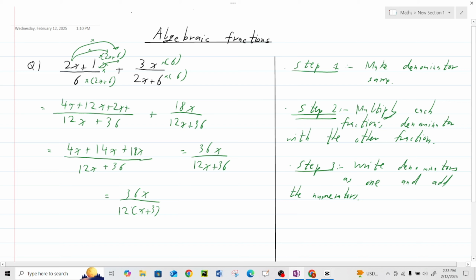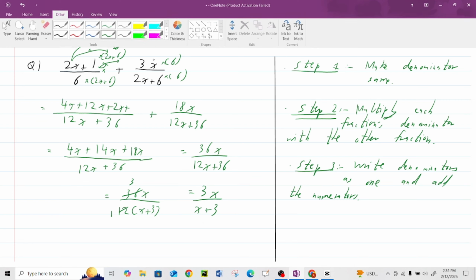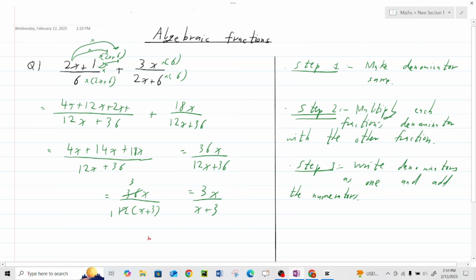Now can I take something common? Yes. 12 times 1 is 12, and 12 times 3 is 36. So we have left 3x divided by x plus 3. This is our most simplified version. Let me write that. Most simplified version. So these are the three steps.